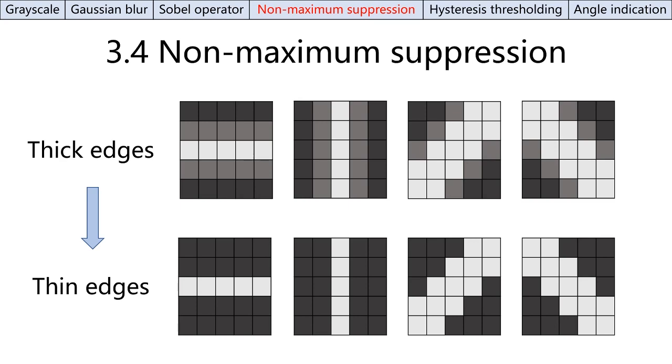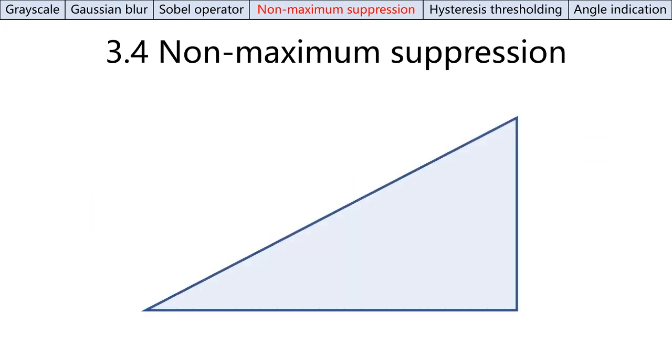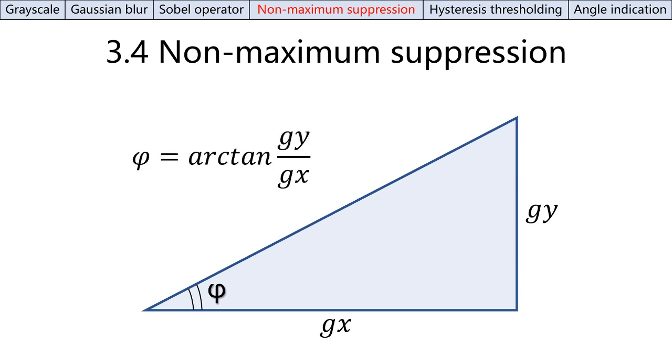To do that, we need to know which directions the edges are facing. The method is very simple. The value of the angle phi can be calculated by arctangent Gy divided by Gx. Gy and Gx are the results of the Sobel operator.